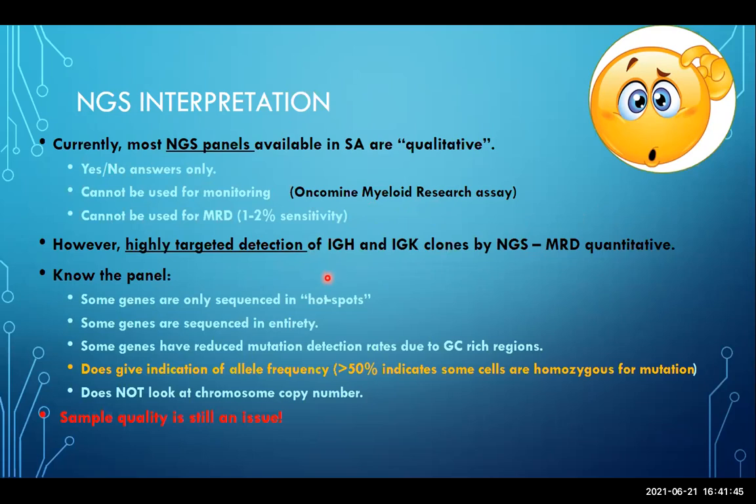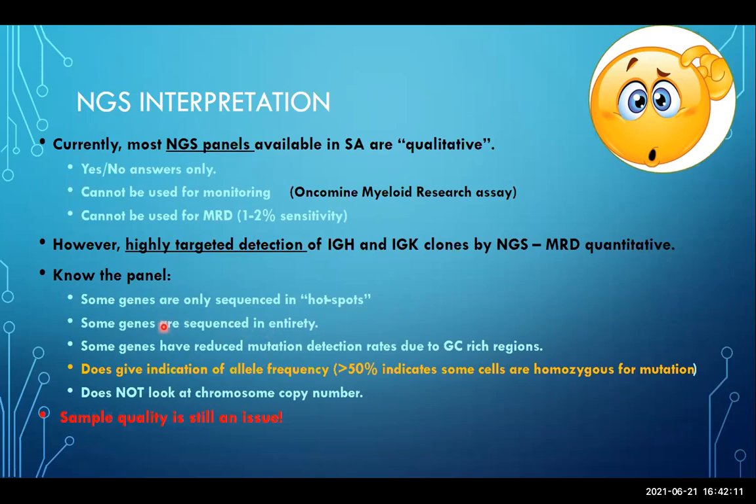So what's really important is that you need to understand what you're asking for when you say NGS. You need to understand what panel you're asking for. Some genes, especially in this Oncomine panel, are only sequenced in hotspots. They're not looking at the whole gene. I stand corrected, but I think this is the case with JAK mutations. Some genes are sequenced entirely, which is fantastic.